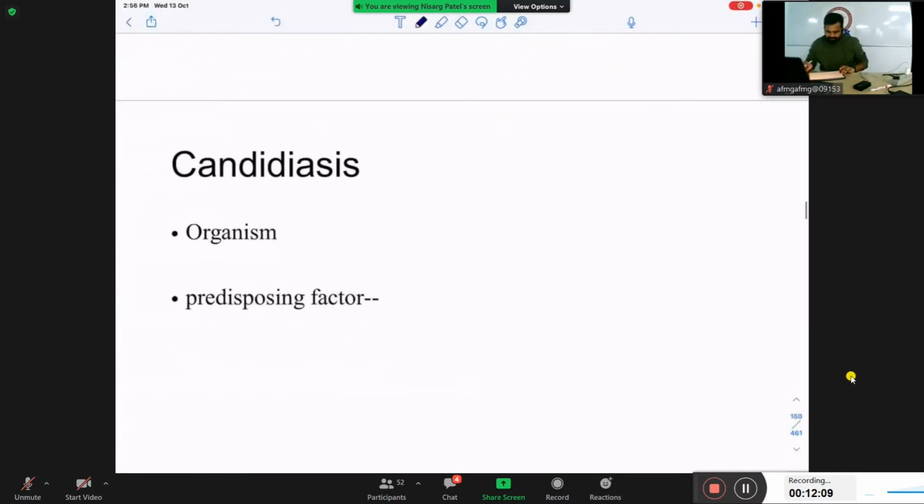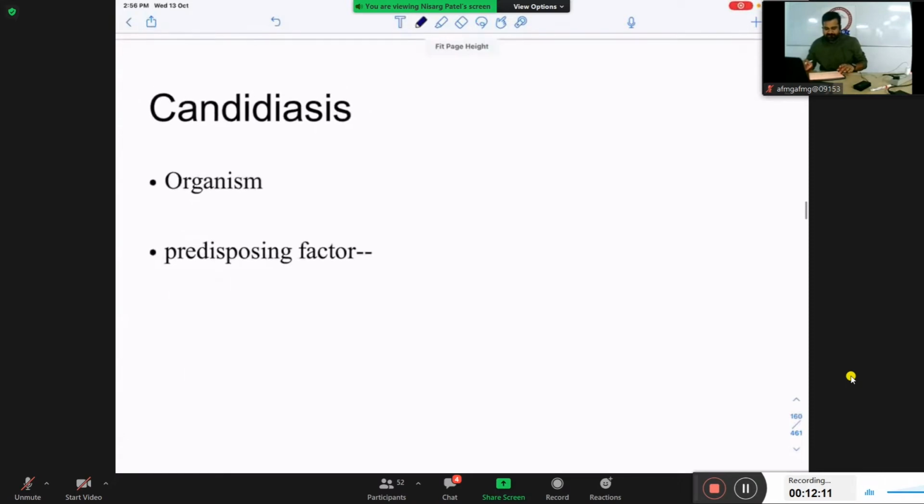Okay. Second important disease, candidiasis. Which organism commonly causes candidiasis? It is Candida albicans.